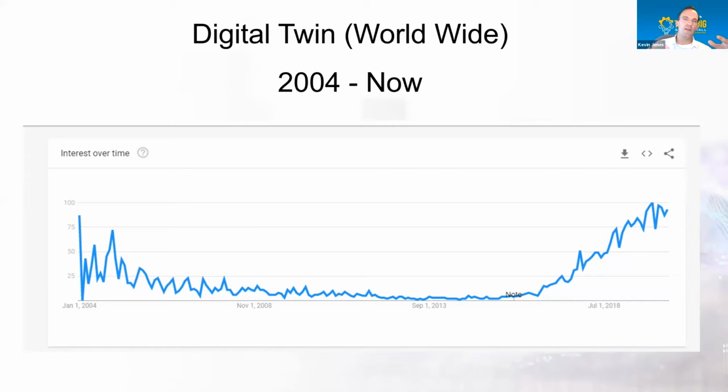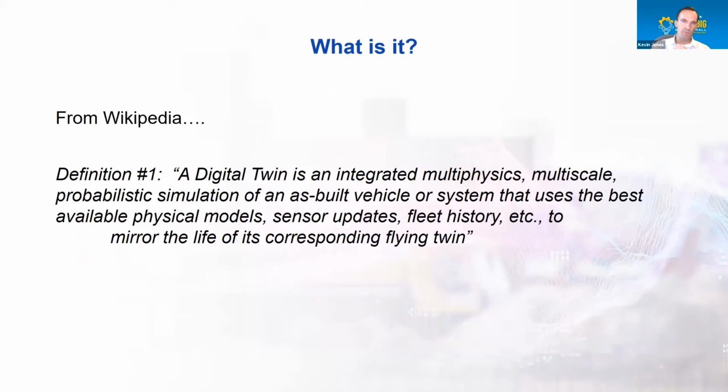The other thing I was trying to figure out is, is there a definition of what a digital twin is? What are we really talking about here? So I went to Wikipedia, and they had a couple of definitions on the page. The first is a really elaborate, specific definition where it says a digital twin is an integrated multi-physics, multi-scale, probabilistic simulation of an as-built vehicle or system that uses the best available physical models, sensor updates, fleet history, etc., to mirror the life of its corresponding flying twin. So there's a lot there.